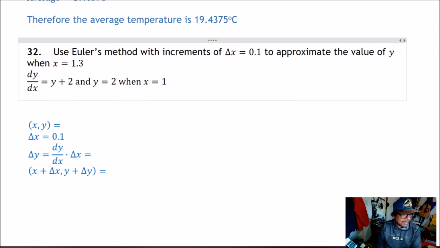We're going to do questions 32, 33, and 34, and let's jump right into number 32. It says to use Euler's method with increments of delta x equals 0.1 to approximate the value of y when x equals 1.3. Then we've got this differential equation and an initial condition.